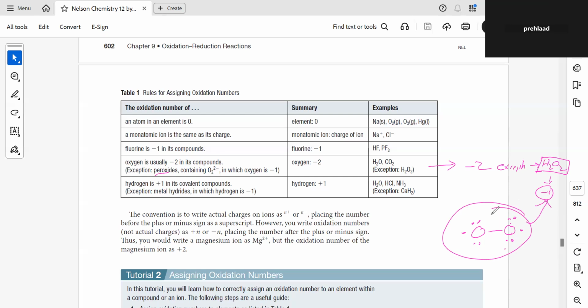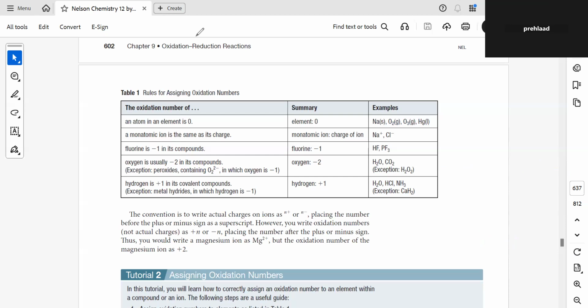So what you need to remember is that when oxygen is in a compound, it is always -2, as it needs two electrons to complete its shell.